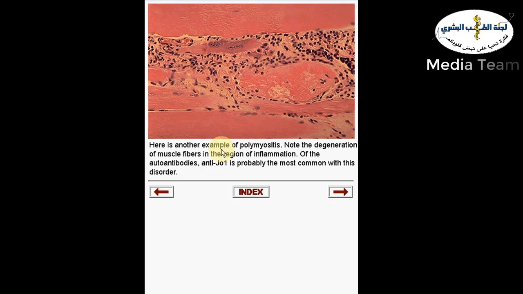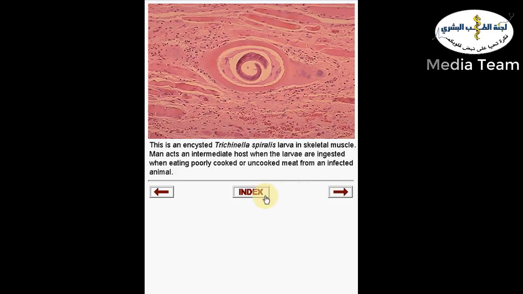Now, the most common antibody you have to know in polymyositis is the anti-Jo1 antibody. You can do serology for these patients to look for this antibody.